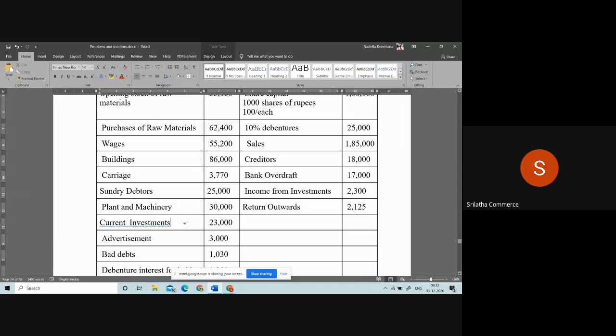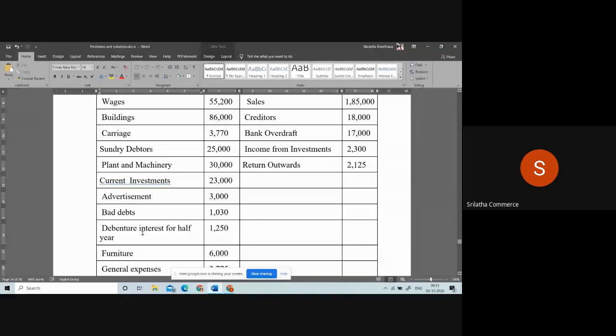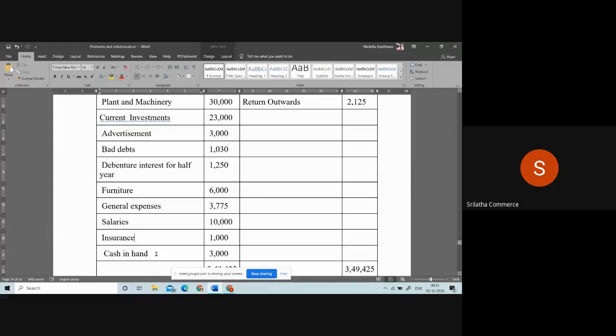Current investments under current assets, first point, current investments. Advertisement, other expenses. Bad debts, other expenses. Interest on debentures, finance cost, but it is given for half year, so the remaining 6 months is outstanding. Furniture, tangible asset. General expenses, other expenses. Salaries, employee benefit expenses. Insurance, other expenses.